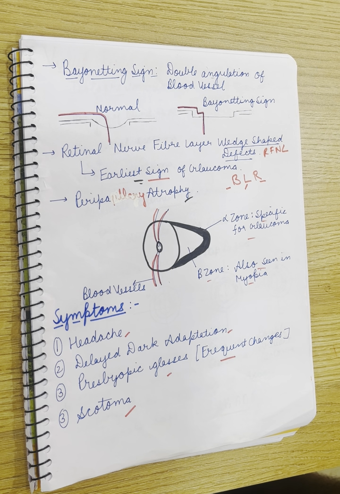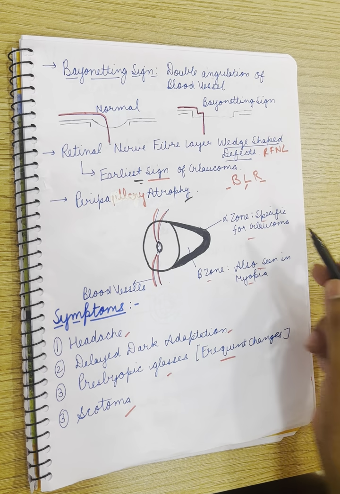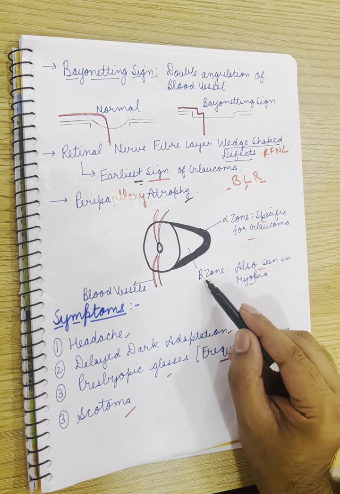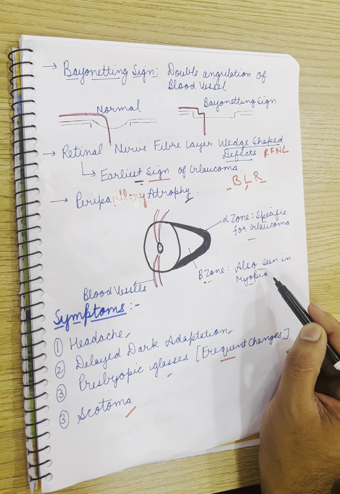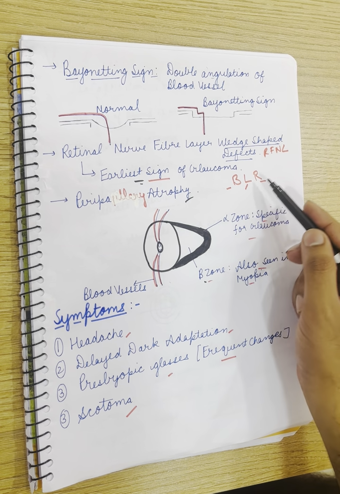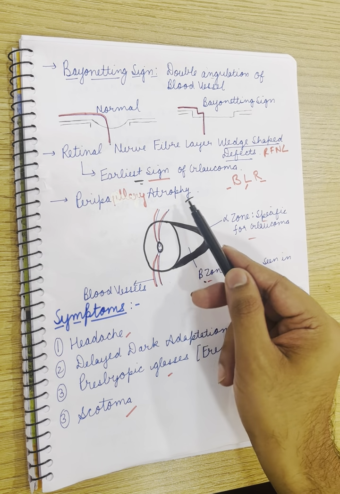And lastly we see peripapillary atrophy. Here in the peripapillary zone, there is reduction in size, so there is atrophy. There are two zones for it. One is the alpha zone, which is specific for glaucoma, and the beta zone, which is also seen in myopia. To remember the other signs, we need to remember Bangalore, BLR: bayoneting sign, laminar dot signs, and retinal nerve fiber layer. And last is the peripapillary atrophy.